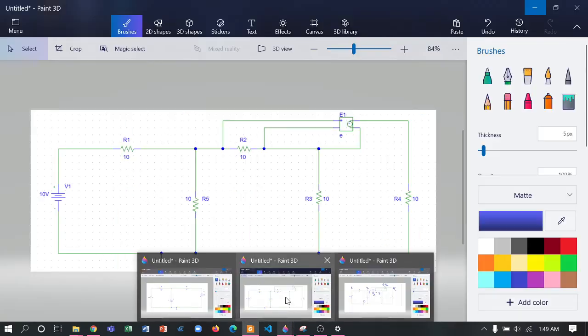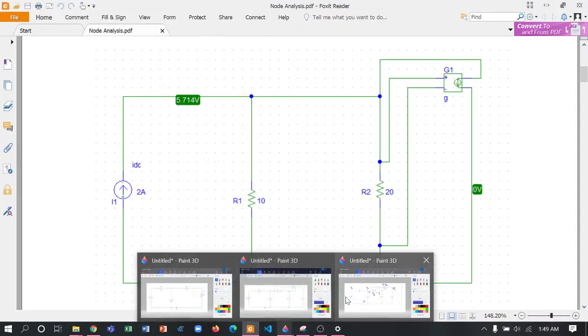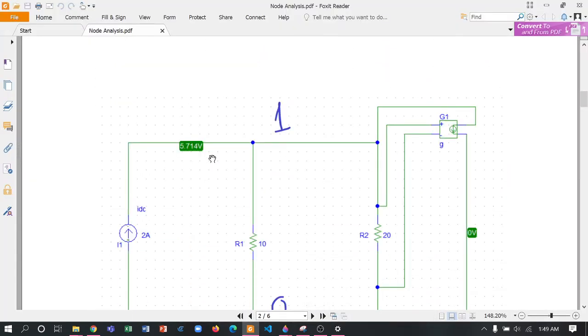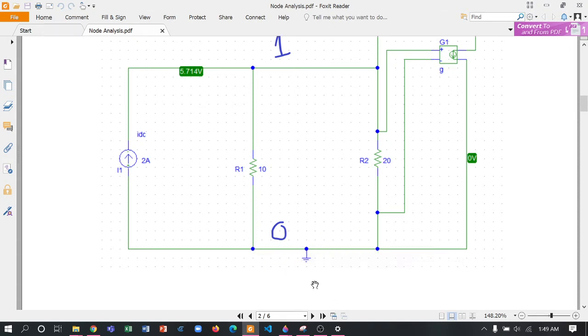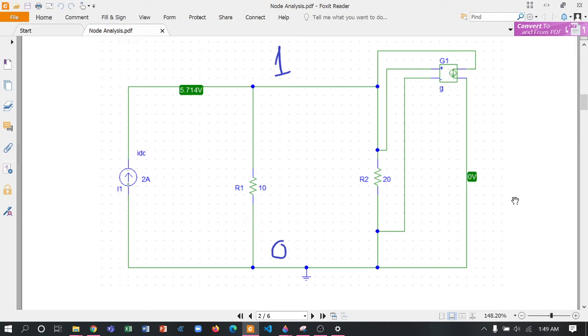For node analysis we have to label these nodes with names. So I labeled these nodes with names. Let's check it out. Here it is our ground node. In our ground node, I gave it a label or node name. This node name is 0 because the ground node is always 0, and we universally fix its value to 0.